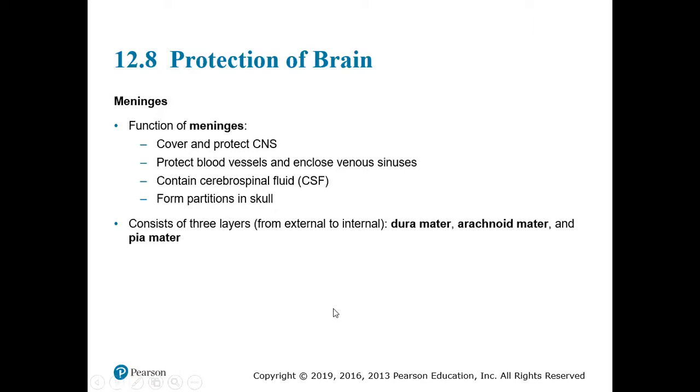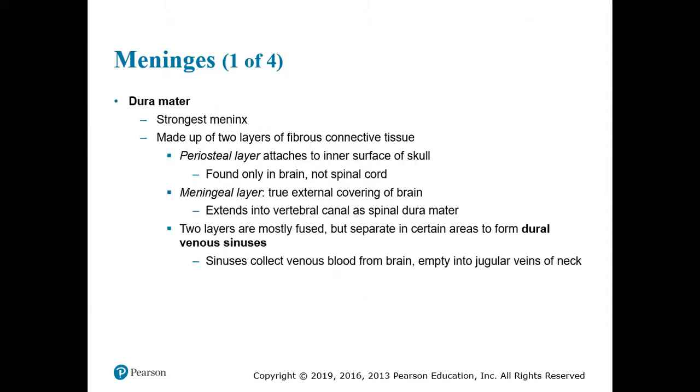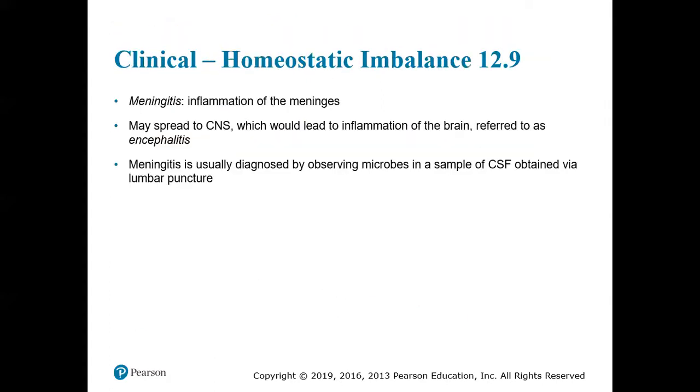So these are the three components of the meninges, and their function is for the protection of the CNS, also for the protection of blood vessels, to contain the CSF, and they also form portions as well. So here we can see our dura mater, the arachnoid mater, and the pia mater. So these all provide a form of protection. So we said we are talking about the meninges.